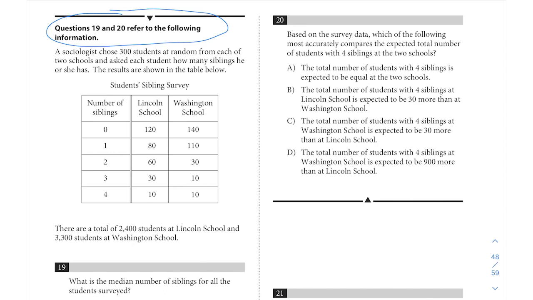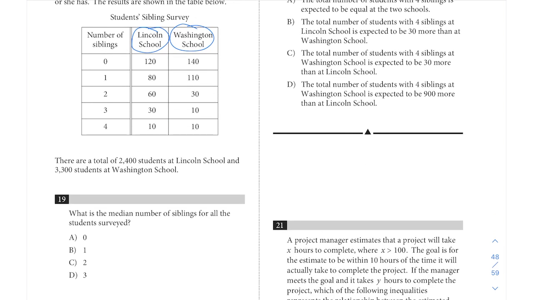A sociologist chose 300 students at random from each of two schools and asked each student how many siblings he or she has. The results are shown in the table below, and we see the corresponding table showing the results from each of the two schools mentioned. There are a total of 2,400 students at Lincoln School and 3,300 at Washington School. Question 19 asks, what is the median number of siblings for all the students surveyed?